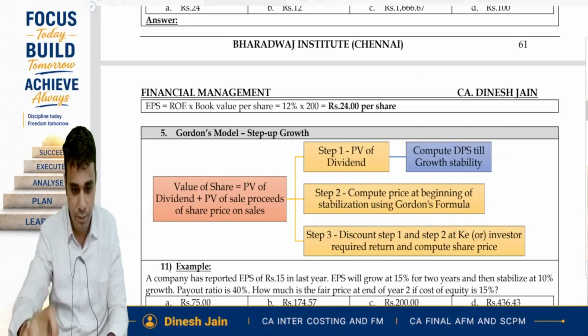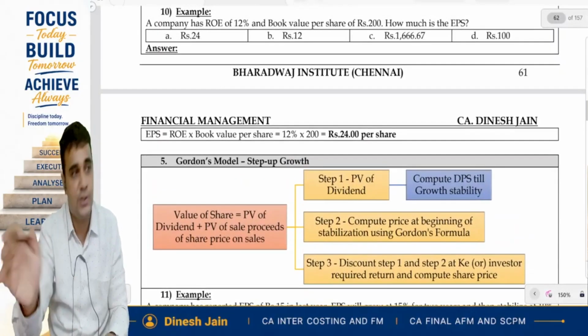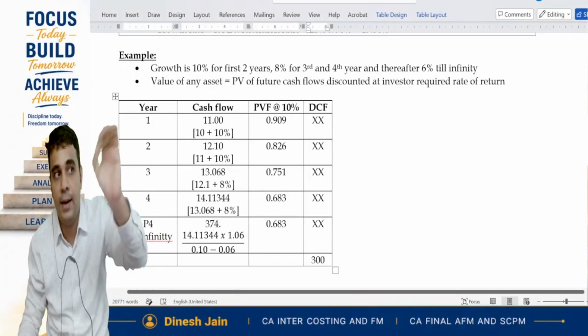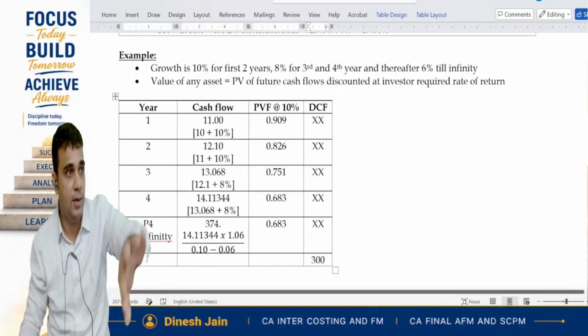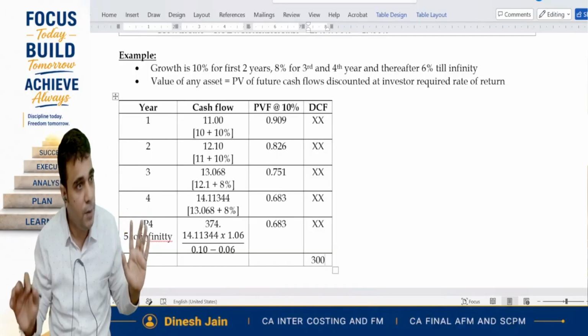Now, this example is of no use. Let's do one problem itself. So the point is very simple. First dividend, add the growth. Second dividend, add the growth. Third dividend, add the growth. Fourth dividend, add the growth. Can I stop at the fourth year?